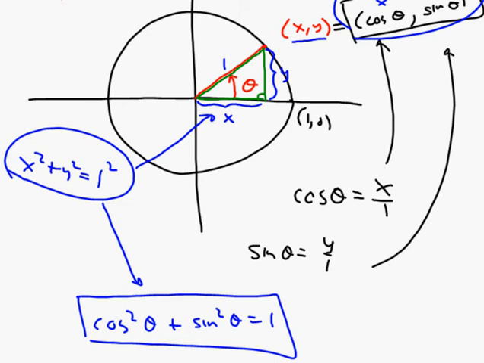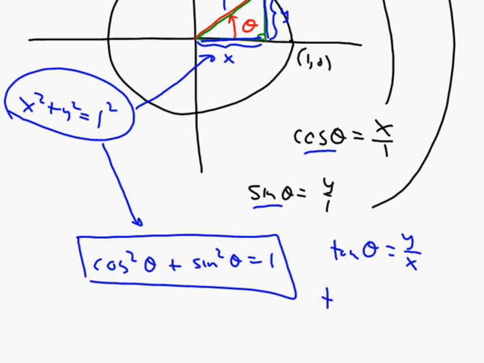Now there's another identity hiding in here. We worked on cosine. We worked on sine. What about tangent? Well, tangent theta, according to this picture, is the opposite y over the adjacent x, y over x. But we just showed that y is really sine of theta and x is really cosine of theta. So now you know why tangent theta equals sine theta over cosine theta.